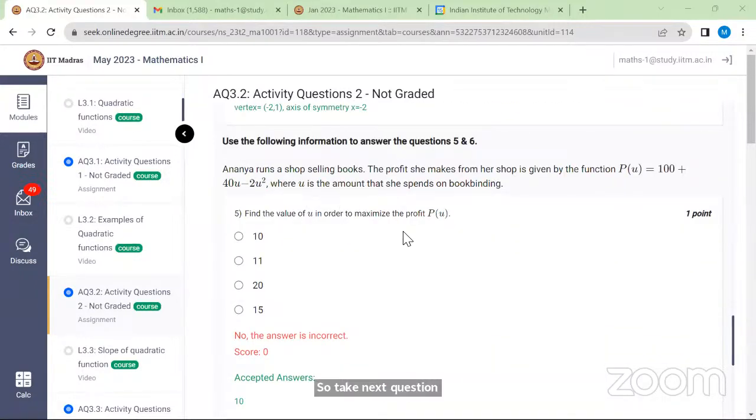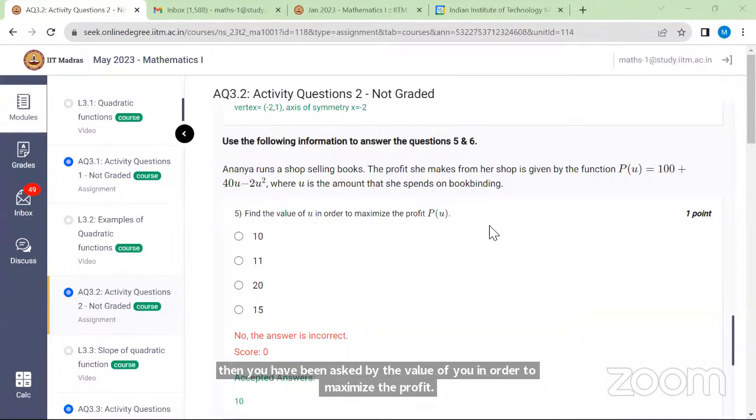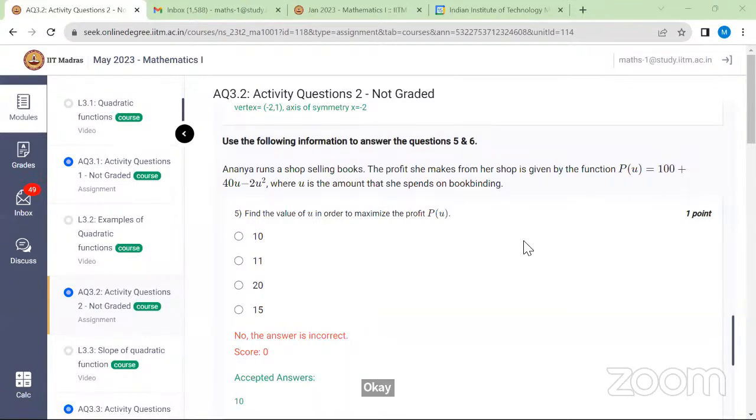Okay, so the next question is, Ananya runs a shopping store and sells books, and you have been given a profit and asked to find the value of u in order to maximize the profit. We have to use the maximum concept here. This is a quadratic equation, and you need to find the maximum value. First, find the axis of symmetry, then put it in the equation. Then you basically have to calculate the y coordinate at the vertex. Is this clear?